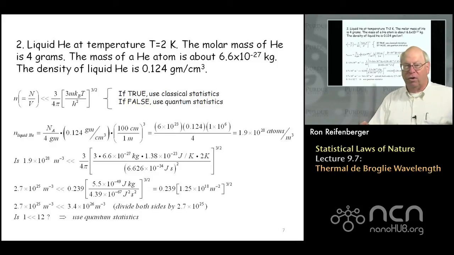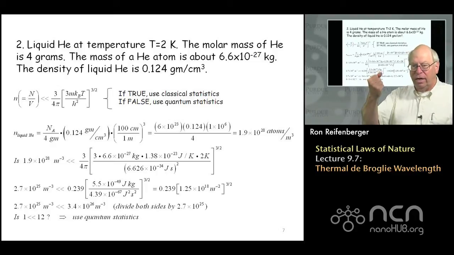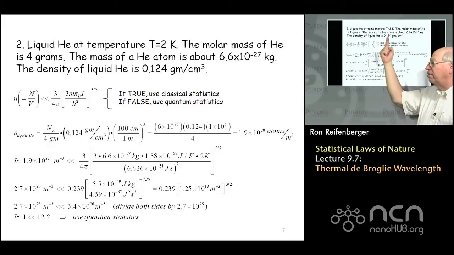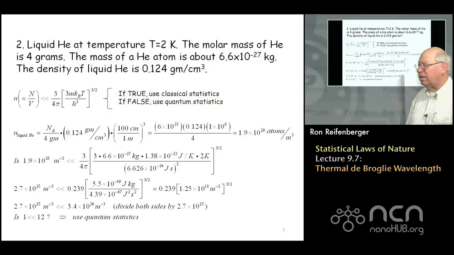The next example I worked through is for liquid helium at a temperature of 2 Kelvin. So this is very low, very cold helium gas atoms. In fact, the gas atoms are so cold that they condense from the gas phase. So they condense from gaseous helium into liquid helium, right? You can look up the density of liquid helium. It's about 0.12 grams per cubic centimeter. The mass of the helium atom can be looked up. It's about 6.6 times 10 to the minus 27 kilograms.